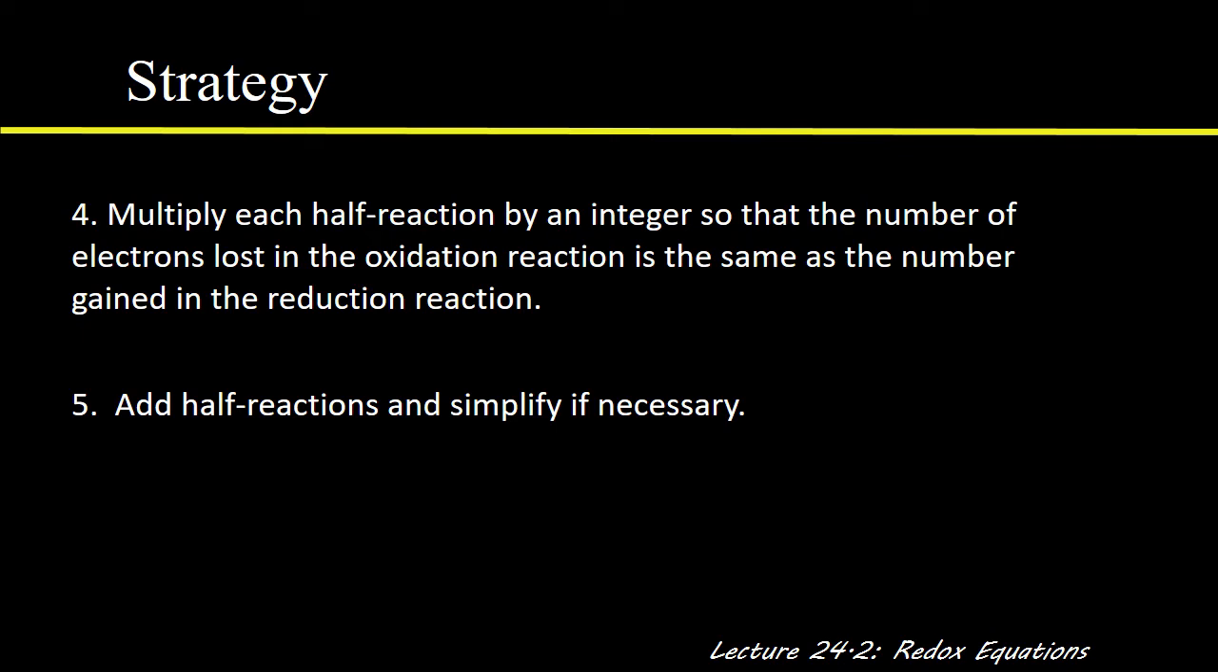Remember that all the electrons released from the oxidation process have to be consumed by the reduction process. So we need the number of electrons to be the same in both reactions. Then we're going to add the reactions together. Often when you do that, you end up with water on both sides or hydrogen ions on both sides. You can do a little bit of canceling and simplification.